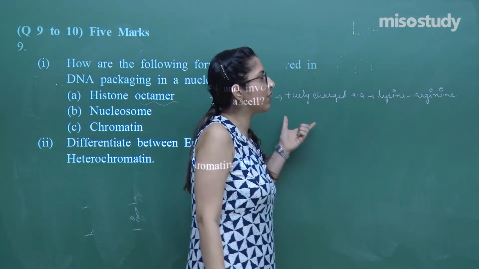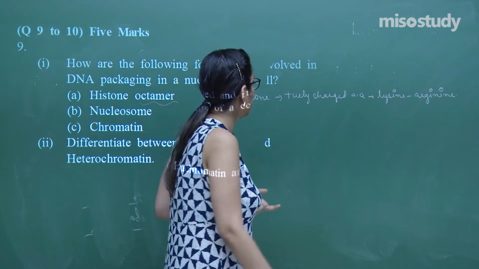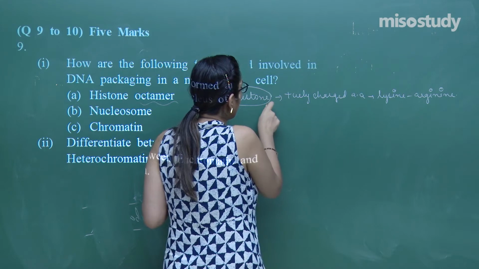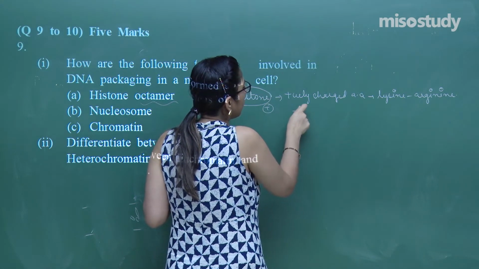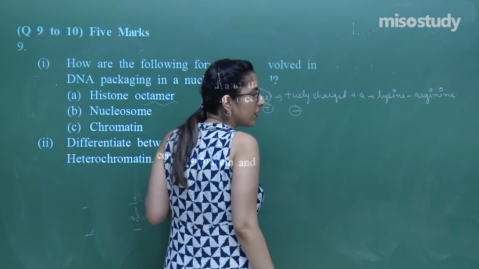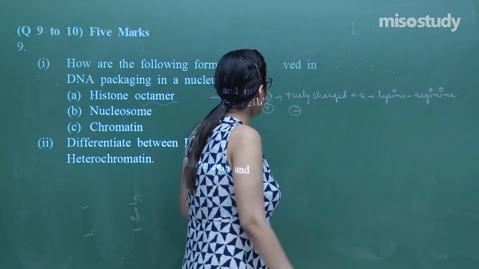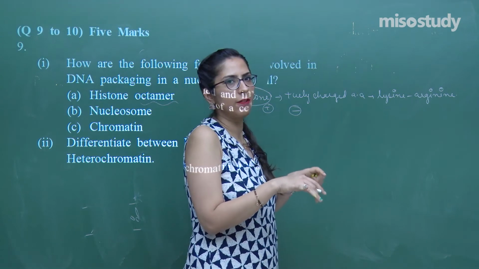When we talk about the histone, histone itself is a protein and it is positively charged, and we know about the DNA. DNA is negatively charged. Why is DNA negatively charged? This is because of the presence of phosphate in it. So, they help in balancing the positive and negative charge.